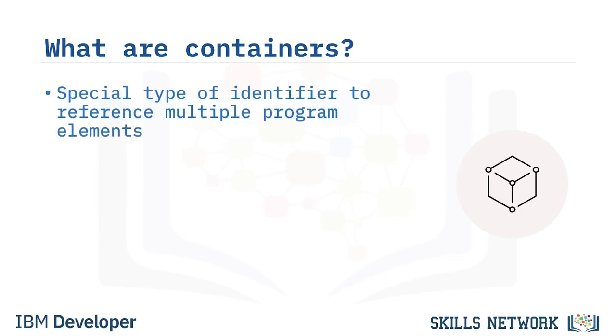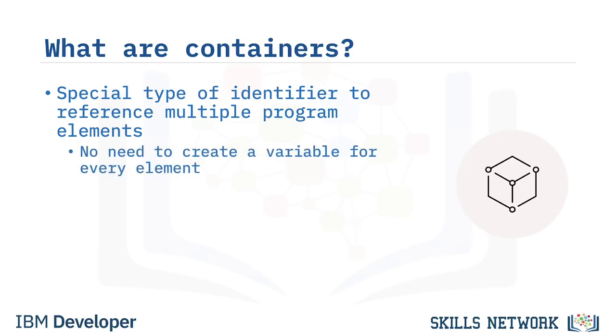In addition to the identifier data structures already discussed, there are also special kinds of identifiers that can reference multiple elements in a program, and these are referred to as containers. Being able to specify multiple elements means that you don't have to create a variable for every individual element. This makes it faster and more efficient.